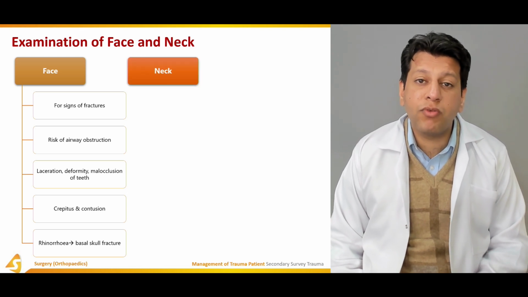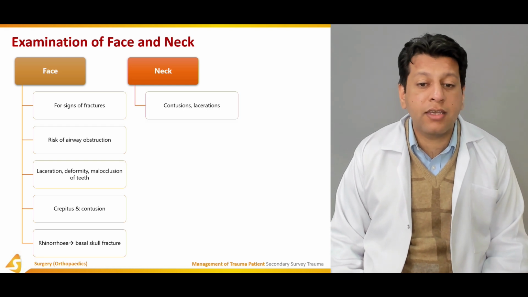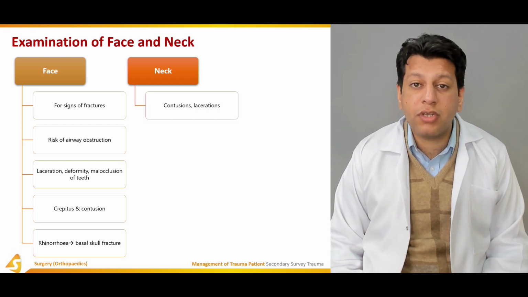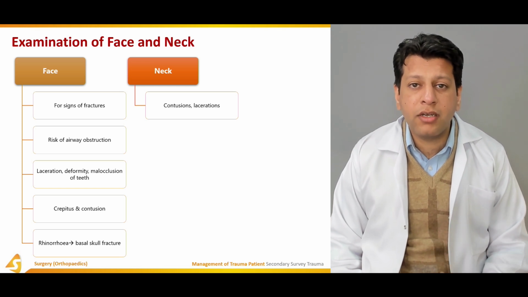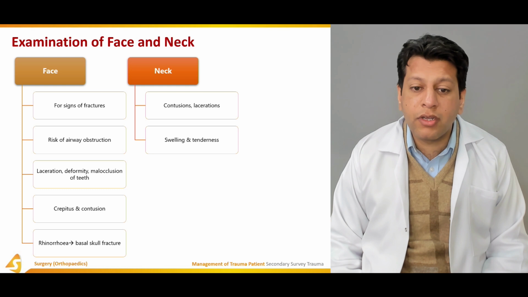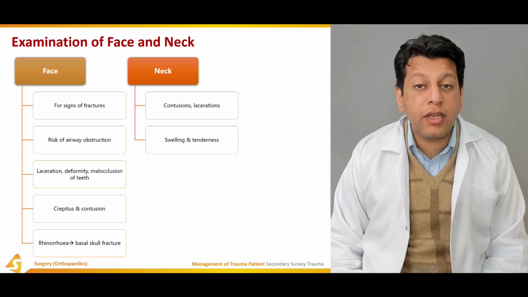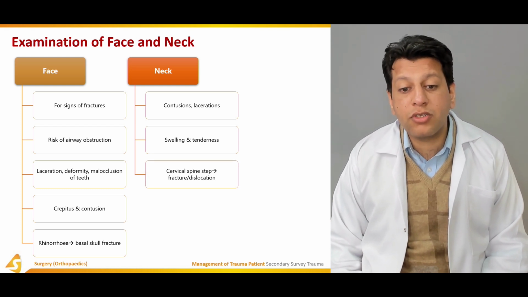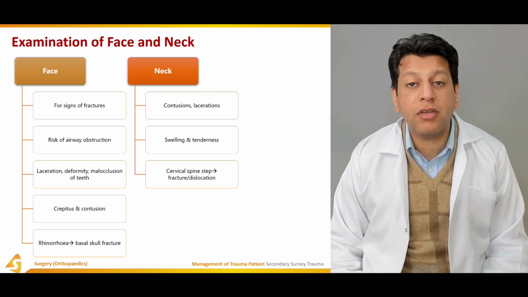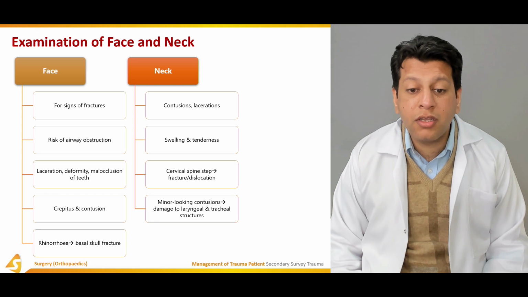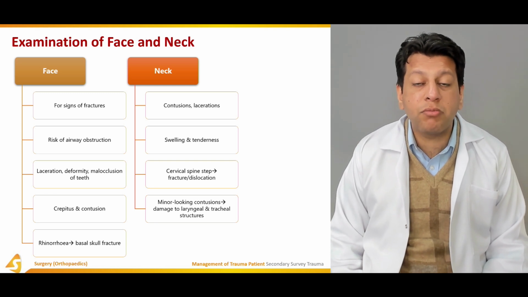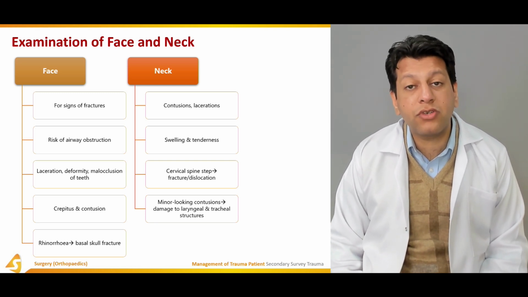Then from face, we move to the examination of the neck. We have to look for contusions and lacerations: look for it, feel for it, auscultate and move it. Then there may be swelling and tenderness, then cervical spine step fracture, which may eventually be a dislocation, which may be palpable as well. Minor looking contusions may indicate damage to the laryngeal or tracheal structures.